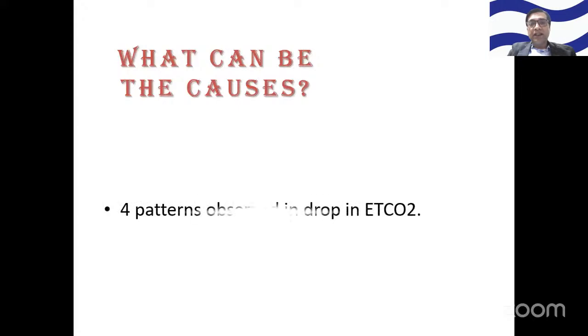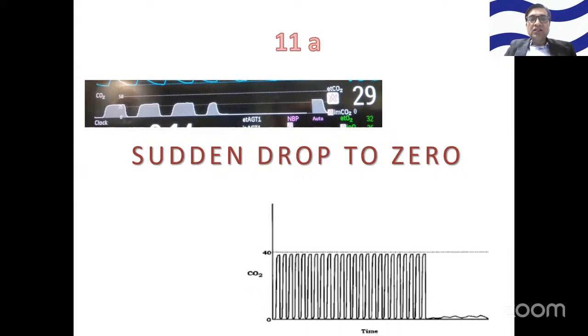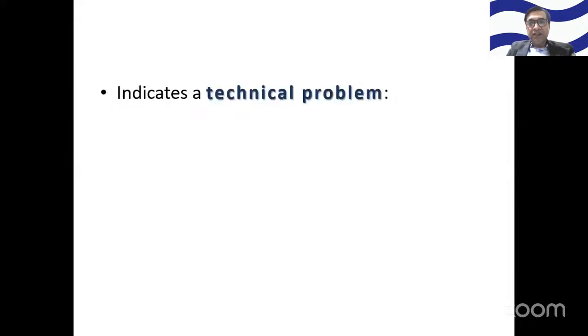There are four patterns observed in a drop in ETCO2, and from these four patterns you can actually clinch the diagnosis, right? So which are these four patterns? First is a sudden drop to zero. You are ventilating this patient and suddenly the ETCO2 becomes zero, right? This is not a dangerous scenario. We all get panicky, but this is a very common scenario which can happen, a technical problem. So a sudden drop to zero is a technical problem, right?